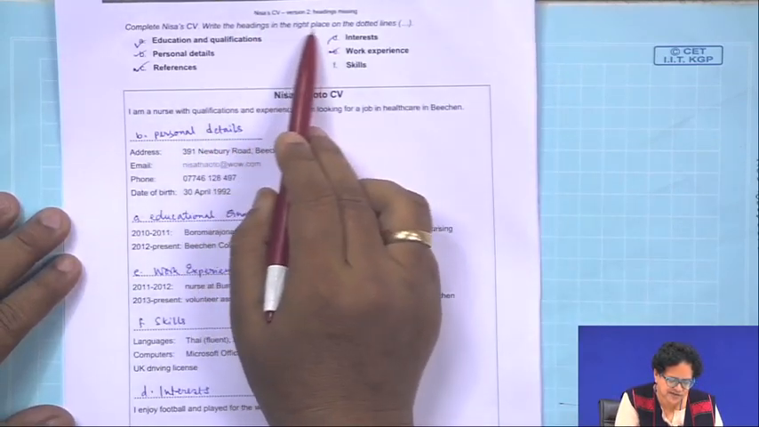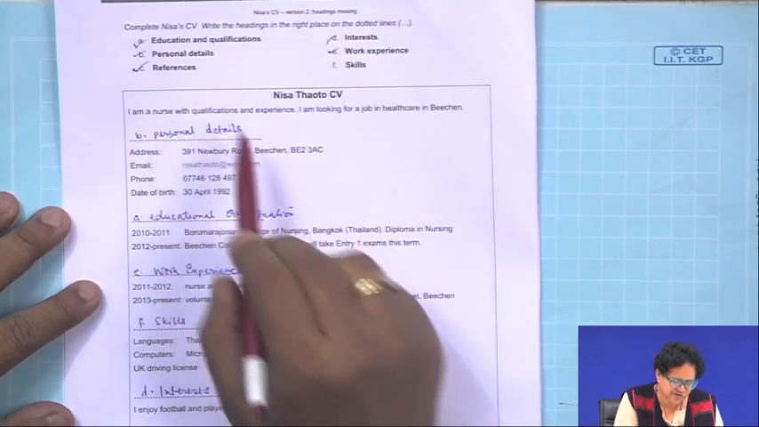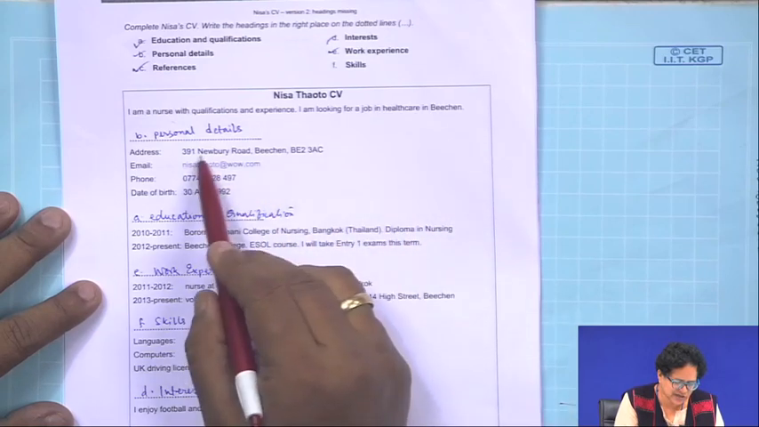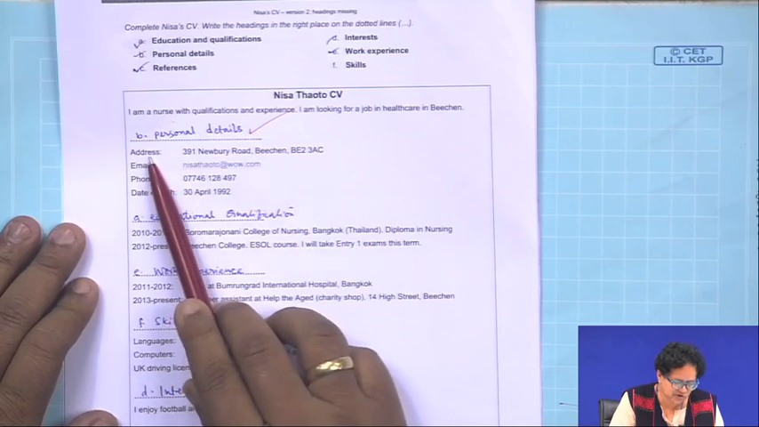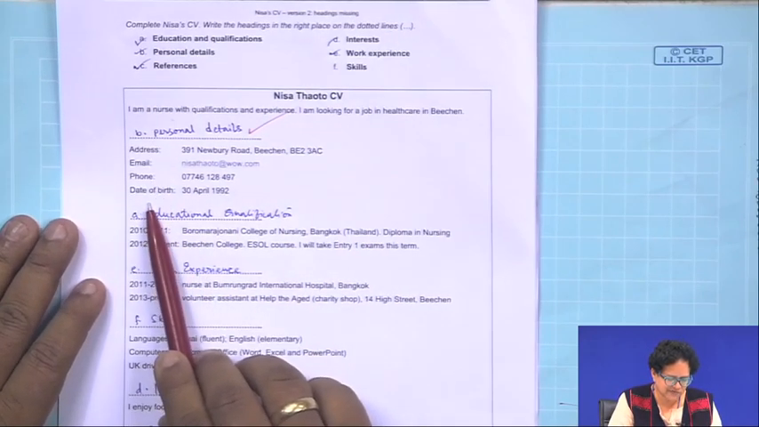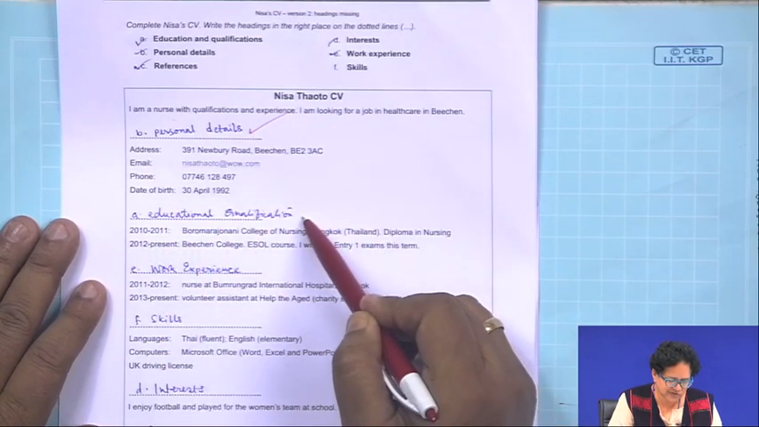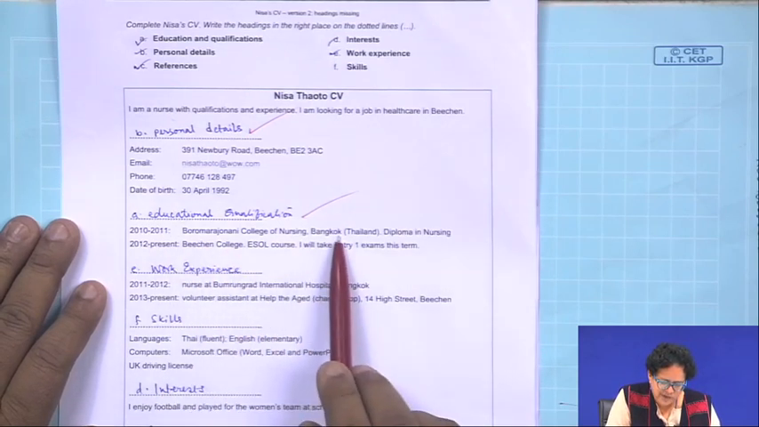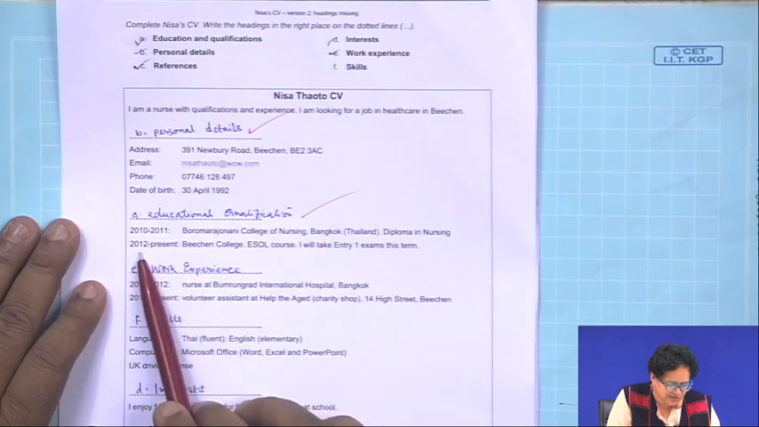Write the headings in the right place on the dotted lines which have been provided. For "I am a nurse with qualifications and experience, I am looking for a job in healthcare in Bangkok," and these are her personal details, including her postal address, or what's called residential address, email ID, phone, and date of birth provided here. Then educational qualification, good. From 10 to 11 she was at this College of Nursing, Bangkok, and she completed a diploma in nursing from there in 10, 11, 2 years, 1 year or 1 academic session.